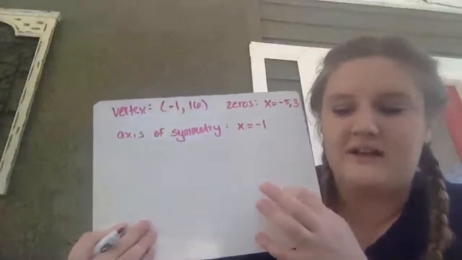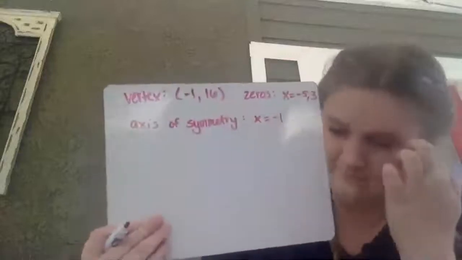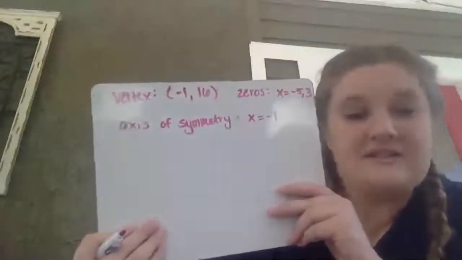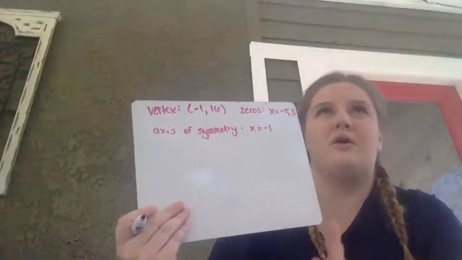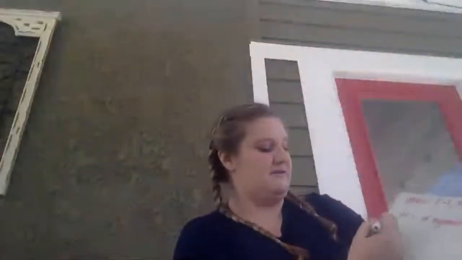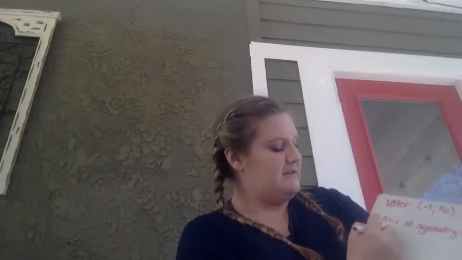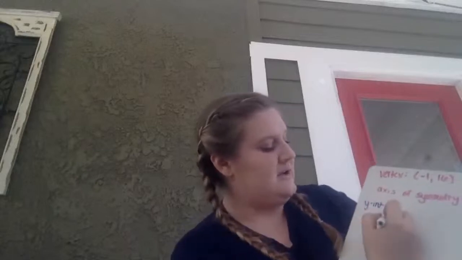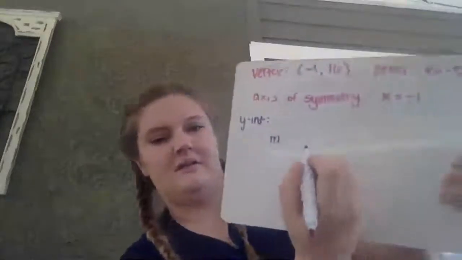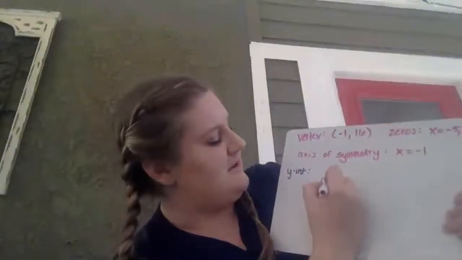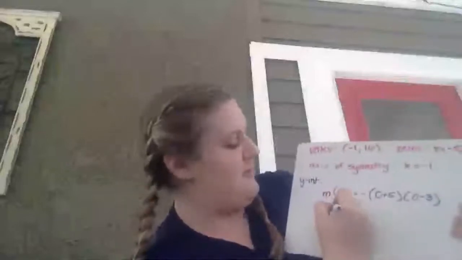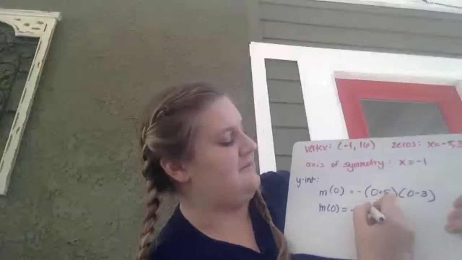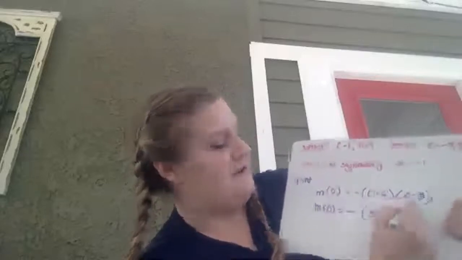And then we need to find our y-intercept. So we need to plug in 0 for our x value because it's going through our y-axis, which is 0. So to find our y-intercept, we do m of 0, which equals -(0 + 5)(0 - 3). So m of 0 equals -5 times -3.